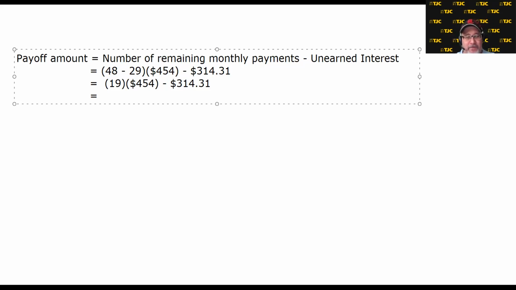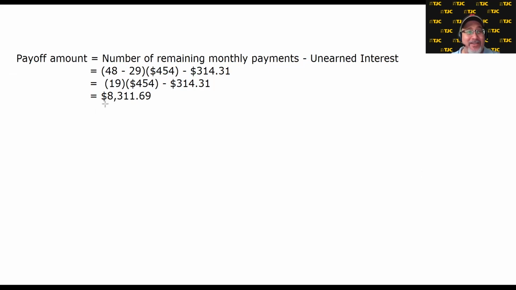19 times 454 minus $314.31 is a payoff amount of $8,311.69. It's not, I hate to say it's not rocket science, but I also hate to say it's just common sense, but it's a lot of numbers to keep up with.